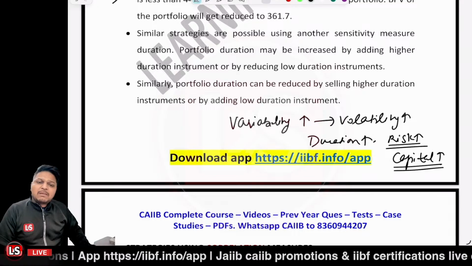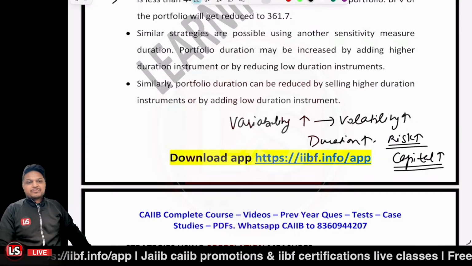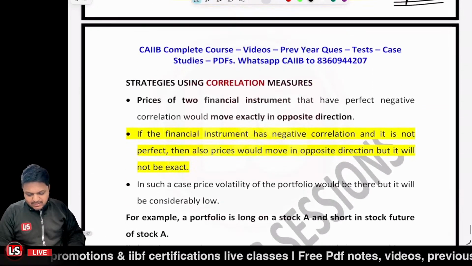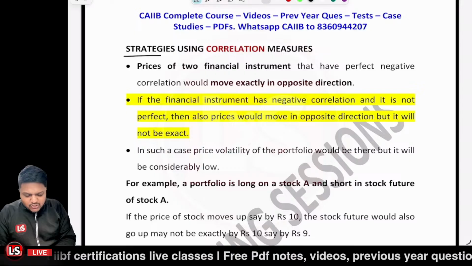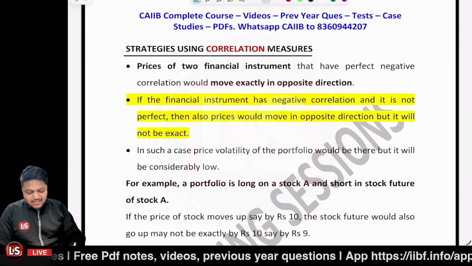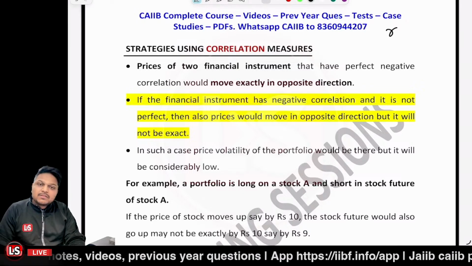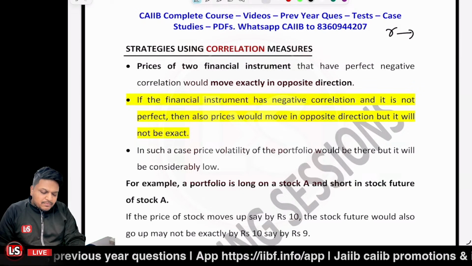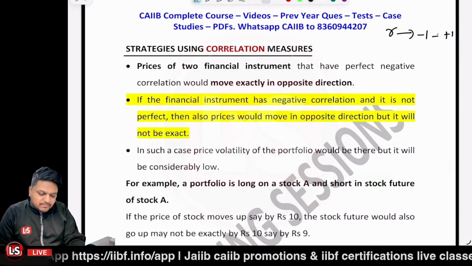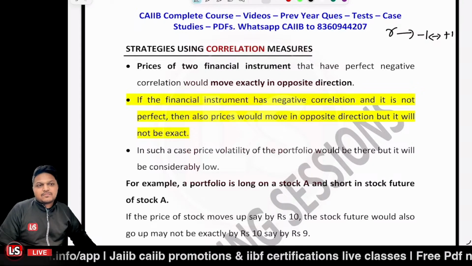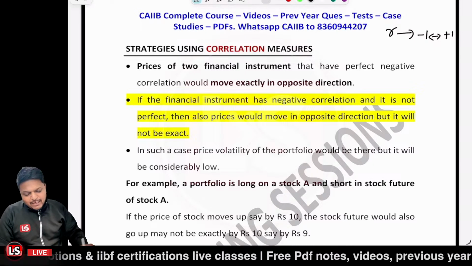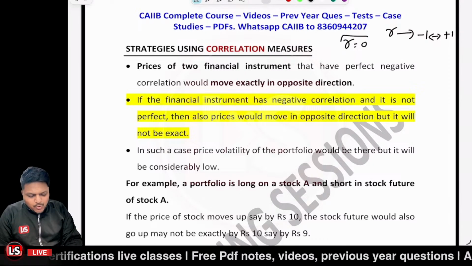This is about the very first chapter that we have studied related to BFM Module B. After Module B, we'll be covering Module A. Now, the second strategy is the strategies using the correlation measures. Correlation is represented by R, right? And its value ranges from -1 to +1. If the value of R is equal to 0, it means there is no correlation.